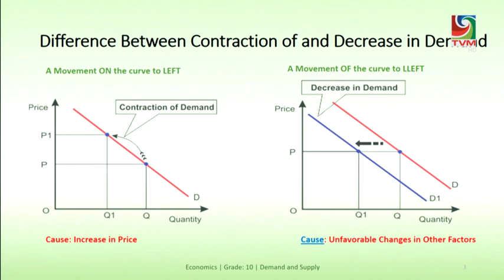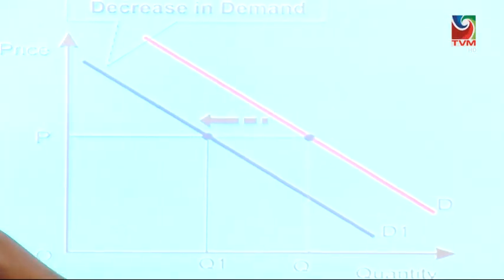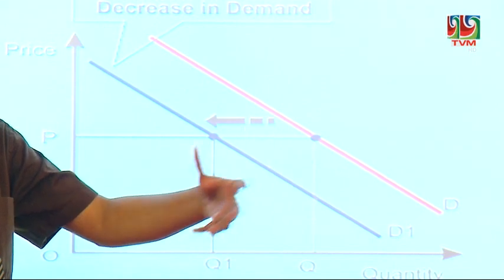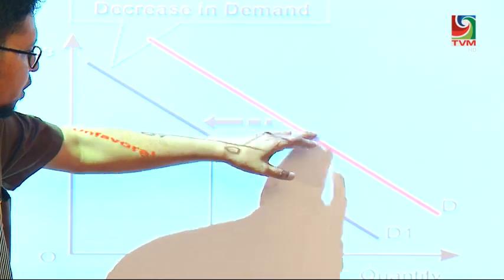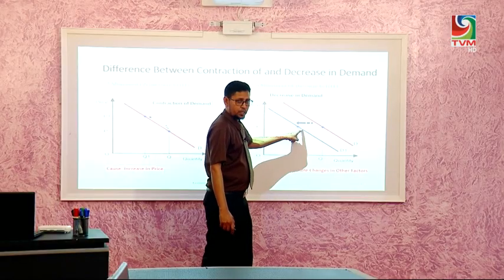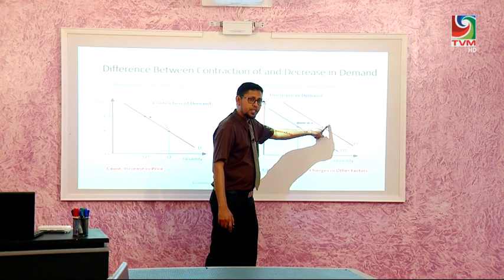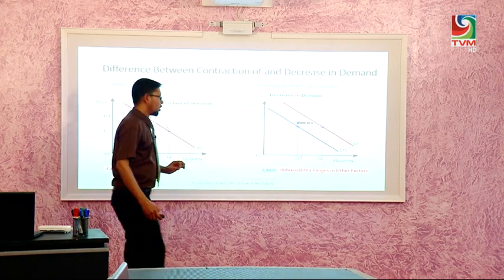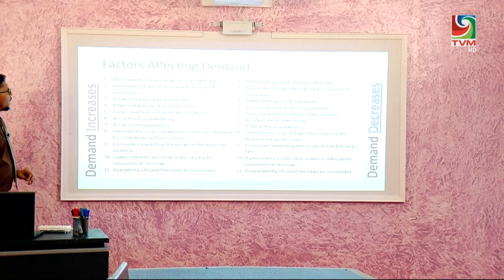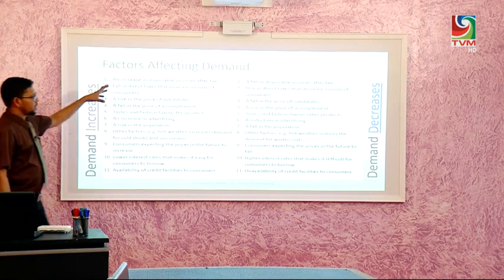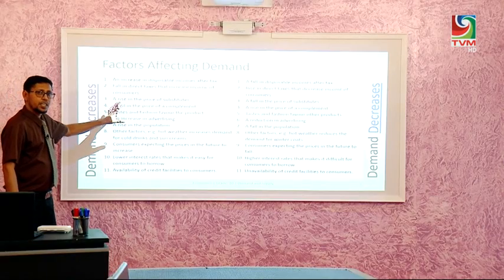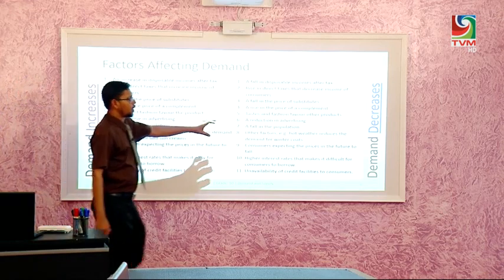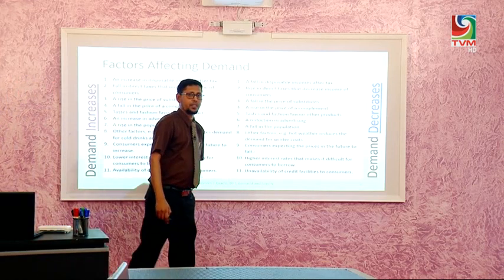But the decrease in demand is caused by the other, non-price factors, and the demand curve moves from D to D1. There is a movement of the demand curve to the left. So these are most of the factors which will affect the demand. On your left here are the factors that increase the demand. Here are the factors that decrease the demand.